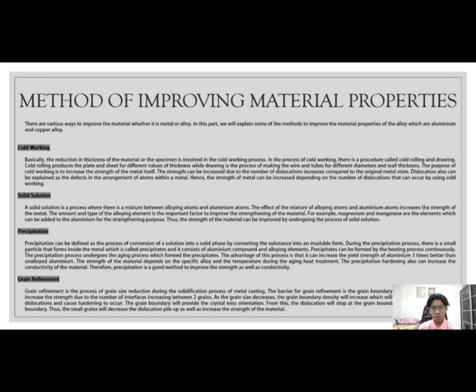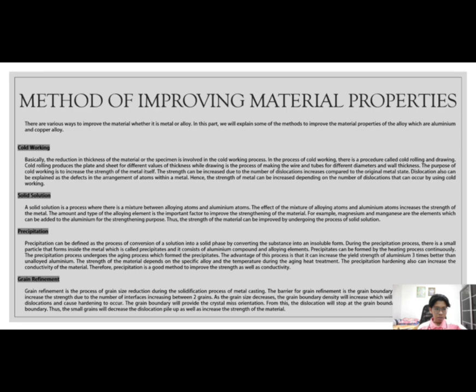The advantage of this process is that it can increase the yield strength of aluminium 3 times better than unalloyed aluminium. The strength of the material depends on the specific alloy and the temperature during the aging heat treatment. The precipitation hardening can also increase the conductivity of the material. Therefore, precipitation is a good method to improve the strength as well as conductivity.